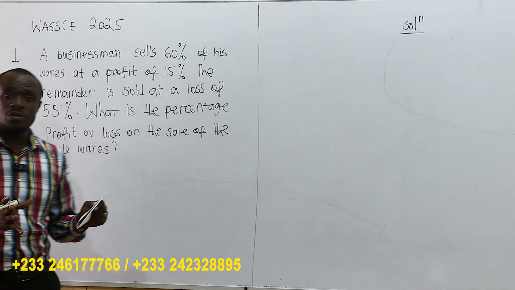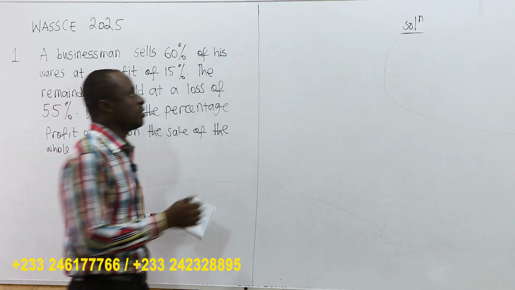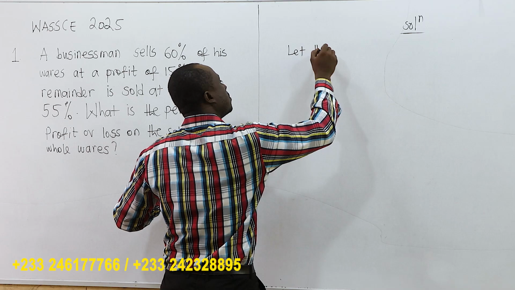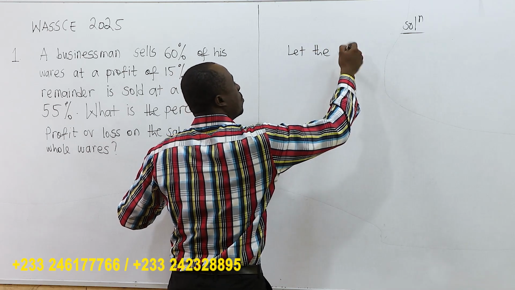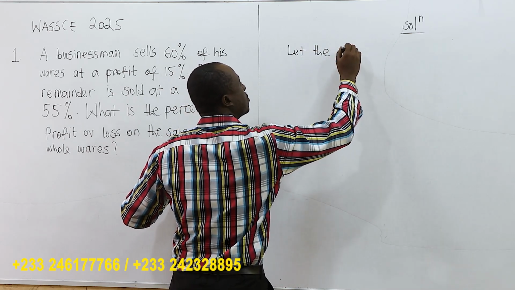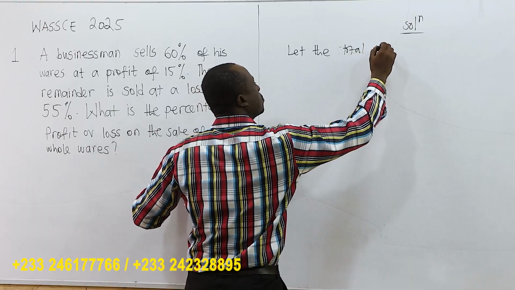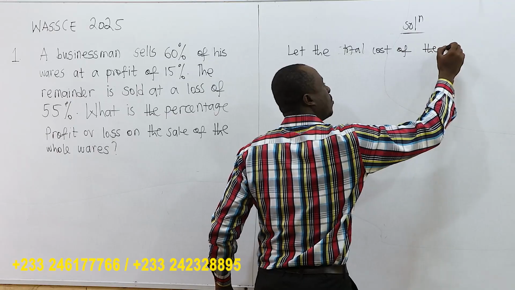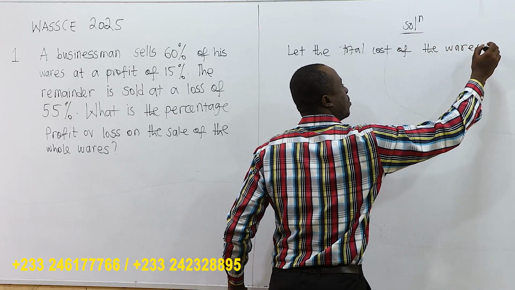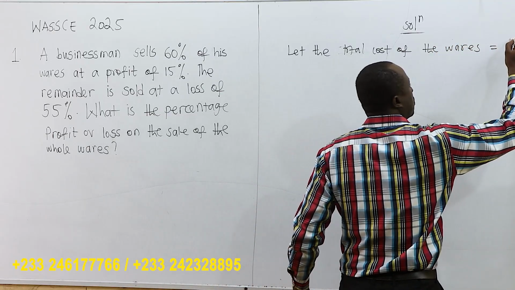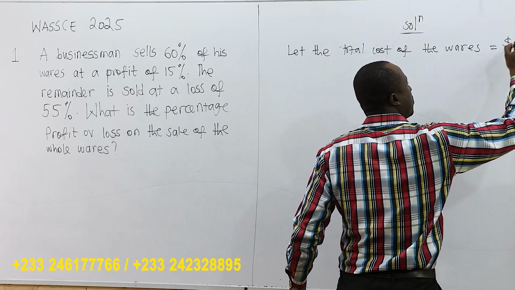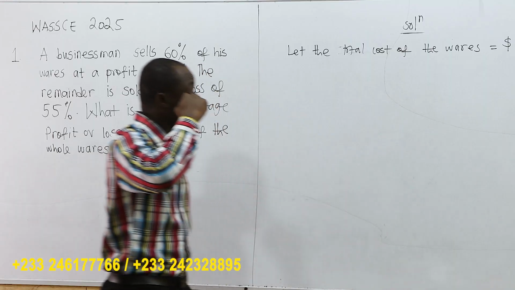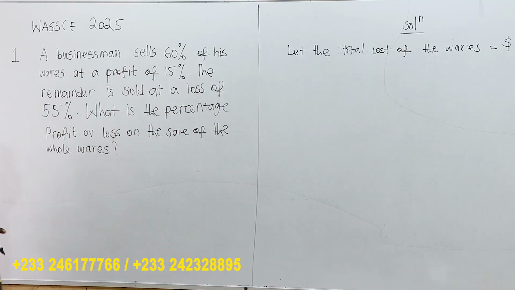So, do you know the cost of the wares? No, we don't know the cost of the wares. So, let's suppose, let the total cost of the wares be equal to, let's say, $100. The total cost of the wares be $100.